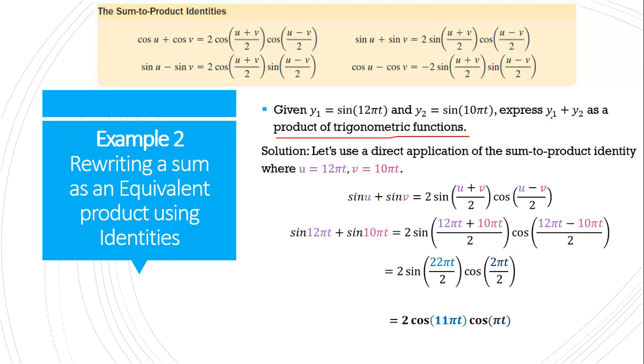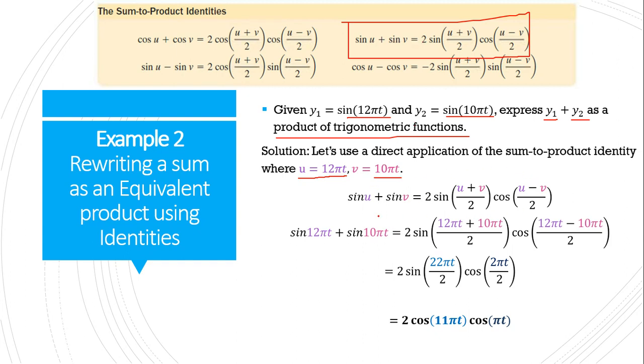Write it as a product, and now notice that I've got y1 plus y2, sine plus sine. The only time I'm adding 2 sines together is with this equation. So we're just going to use a direct application of the sum to product identity. The first thing that comes up is this value, so that's going to be my u. U is going to be 12 pi t. And the second thing that comes up is 10 pi t. That's going to be my v.